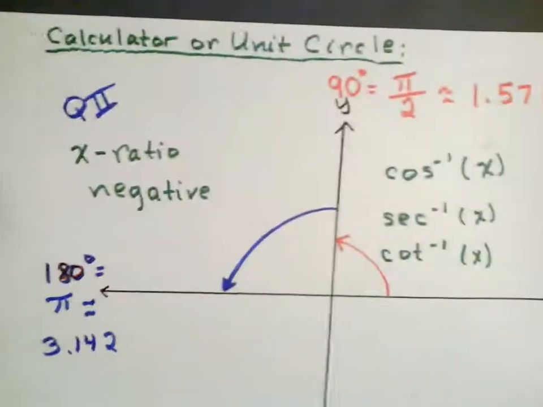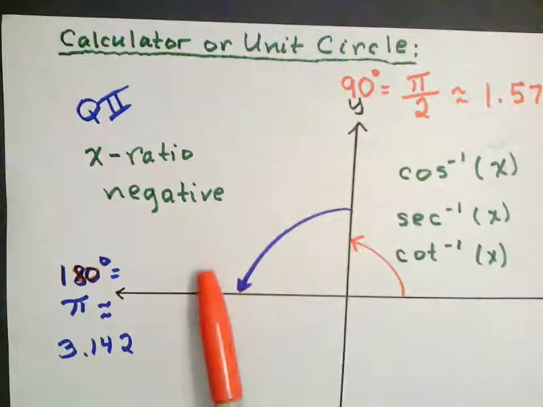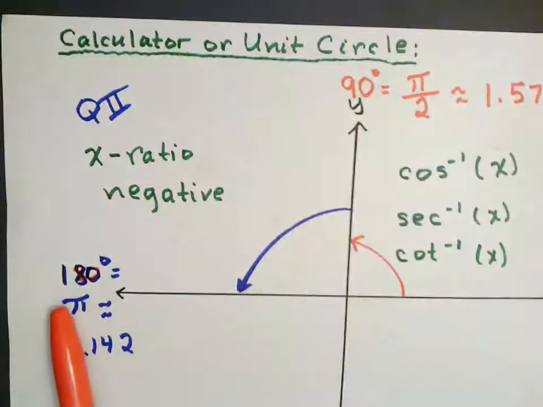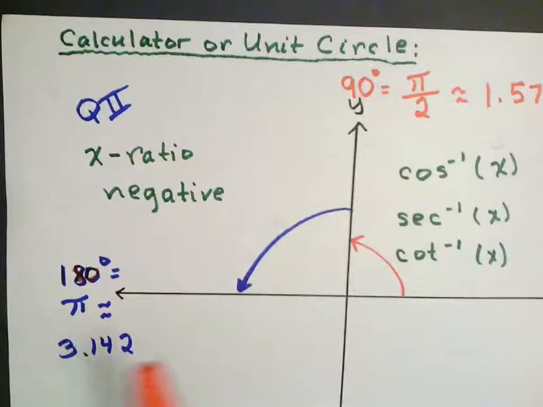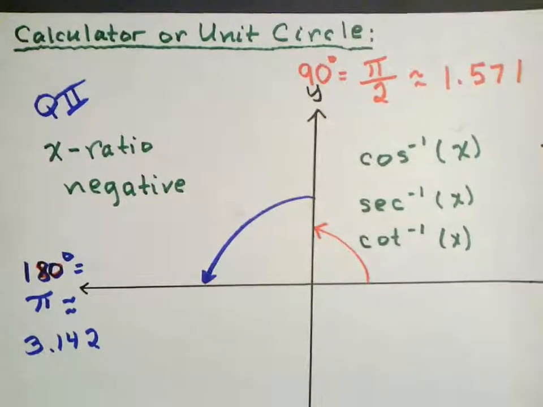If that ratio is negative, this time you're going to get something in the second quadrant between 90 degrees and 180 degrees, or pi over 2 radians and pi radians, or approximately 1.571 radians and 3.142 radians. So that's what you have to keep in mind.